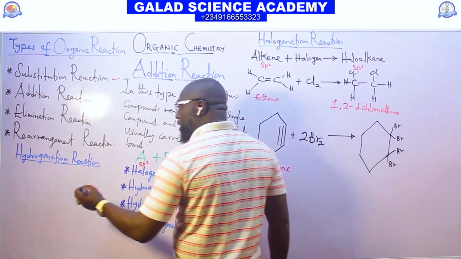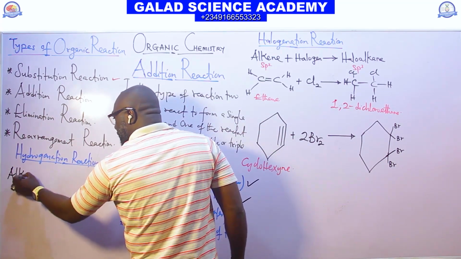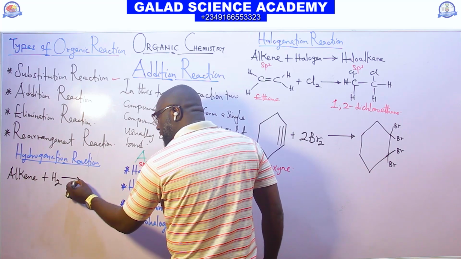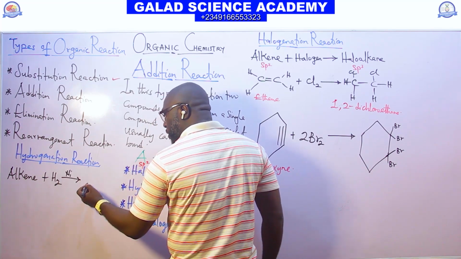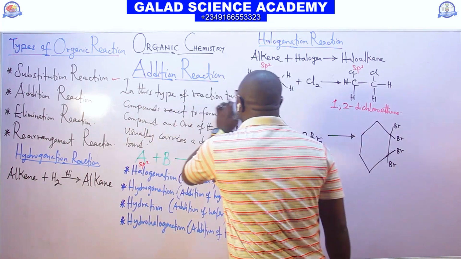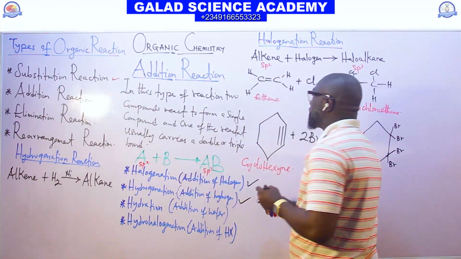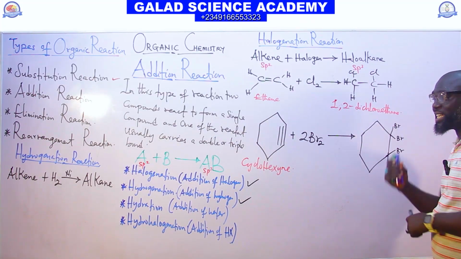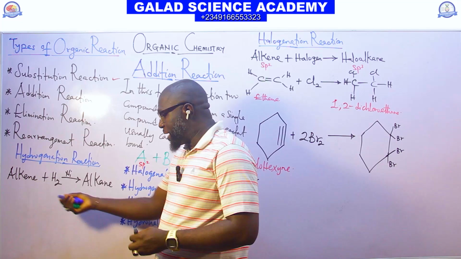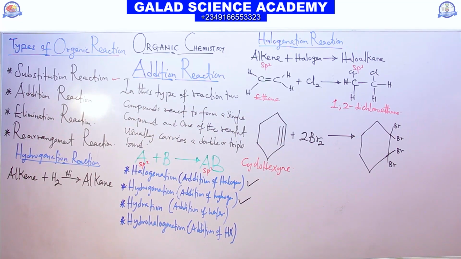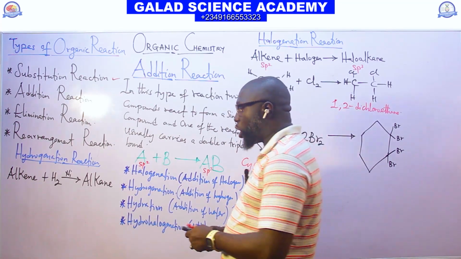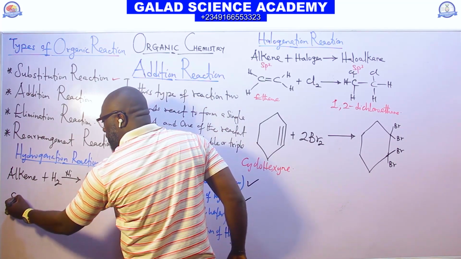Of nickel. Take for instance, if you have alkene plus hydrogen, the catalyst here is nickel or palladium, and it will give you alkane. Two compounds react to form a single compound. Everything we have at the reactant side is two. At the product side we have just one. So the hybridization of this one is sp2, and this one will give us sp3.